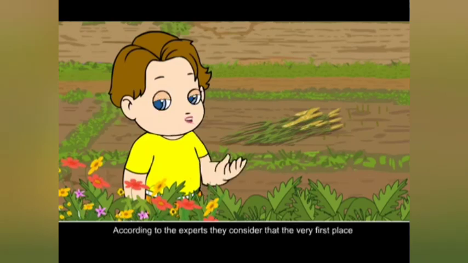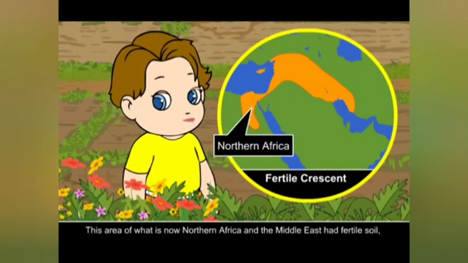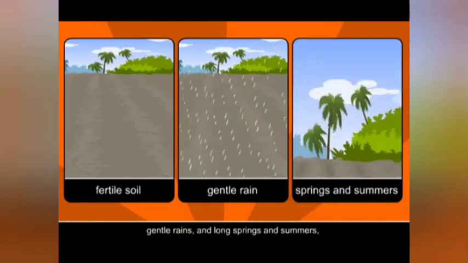According to the experts, the very first place where humans contributed in farming was something called the Fertile Crescent. This area of what is now northern Africa and the Middle East had fertile soil, gentle rains, and long springs and summers, all of which made it an ideal spot for farming.